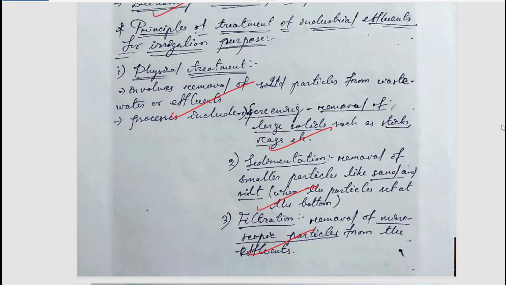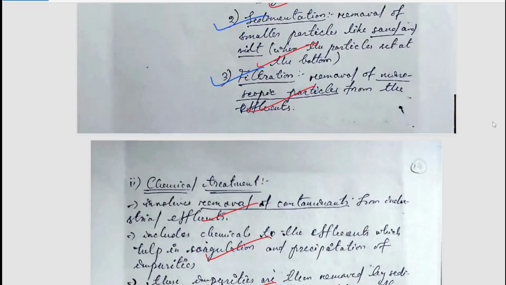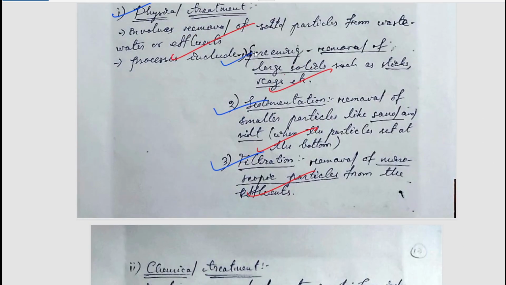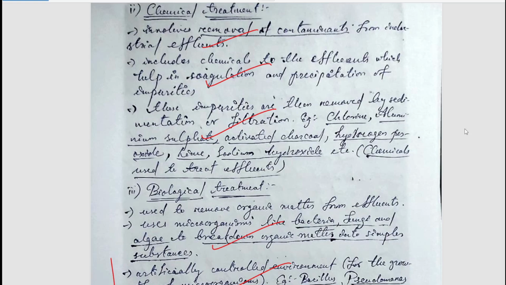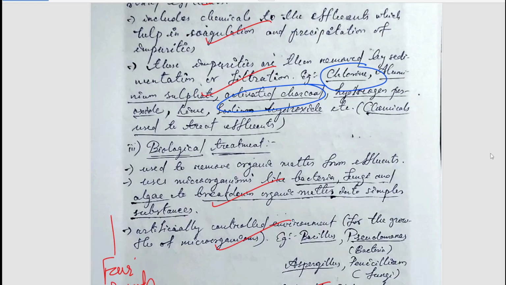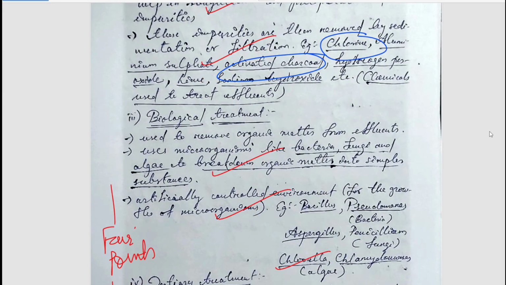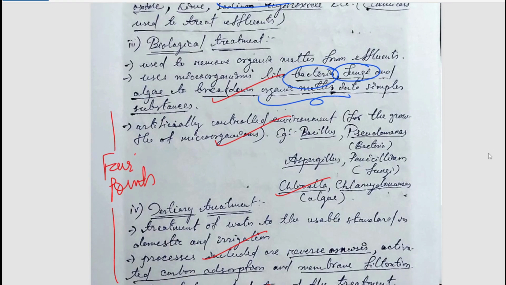Now, how can you treat them? So, physical treatment is there, such as use of sedimentation, filtration, screening. All these are the processes of physical treatment. In chemical treatment, you can use chemicals such as chlorine, which is highly used for treatment of water. We can use aluminum sulfate, activated charcoal. All these come in chemical treatment. In biological treatment, you can do bioremediation, use of bacteria, fungi, which can break down this organic matter and make the water fit for irrigation.